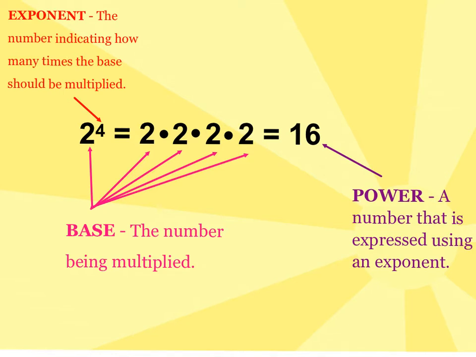The base is the number that's being multiplied repeatedly. You can also think of it like the base is the big number at the bottom. And then we have the power. Now this is a little deceiving because it seems like the power should be 4, but really the power is a number that is expressed using an exponent. So the answer to an exponent problem is called the power.